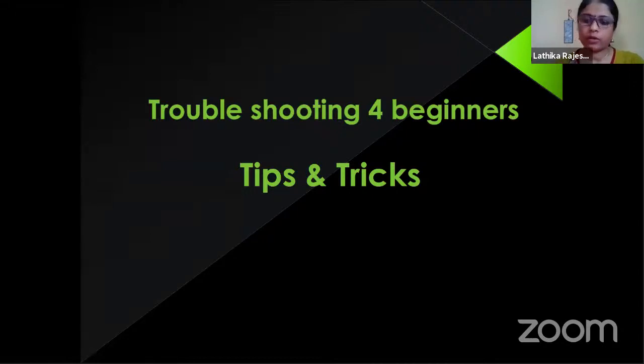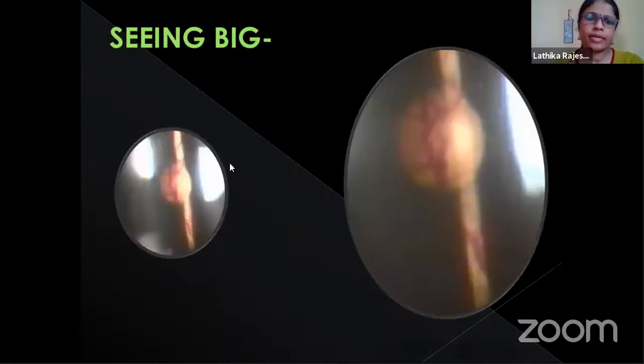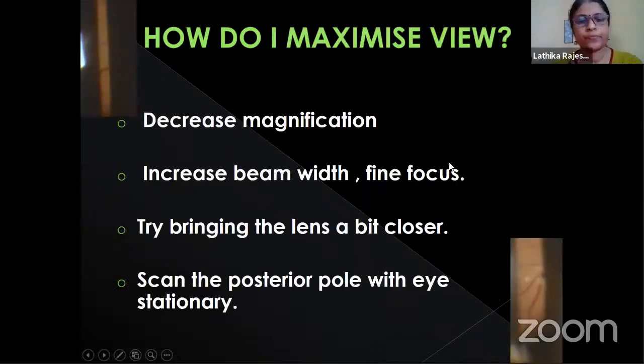So now we go to some tips and tricks and troubleshooting, because you are going to get into some small trouble in a new technique. As I said, all of you would want to see bigger. And to see big, you can do 2 things. One is to increase the slit lamp magnification, or you can switch the lens to a 78 or a 60D. 78 would be better.